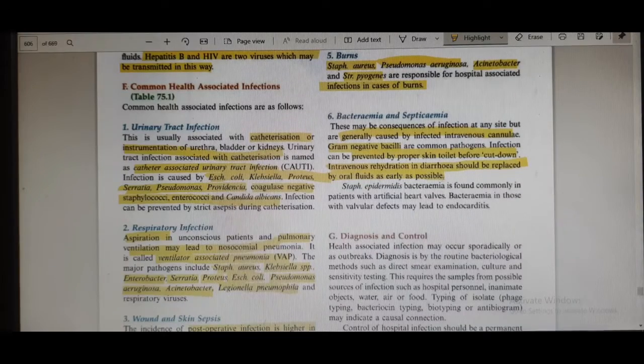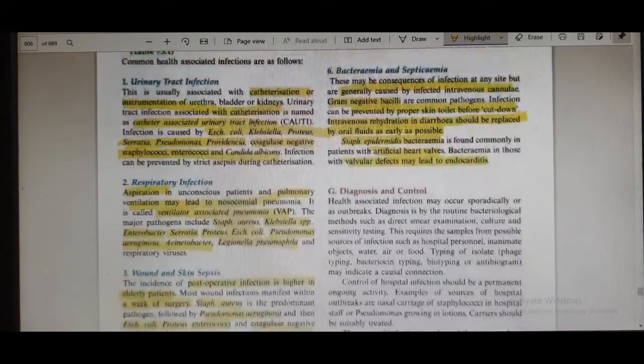Staphylococcus epidermidis bacteremia is commonly found in patients with artificial heart valves. So patients with artificial heart valves might be at higher risk of infection with Staphylococcus epidermidis. Bacteremia in those with valvular defects may lead to endocarditis. This bacteremia, that is infection from bacteria, might lead to valvular defect and finally endocarditis.